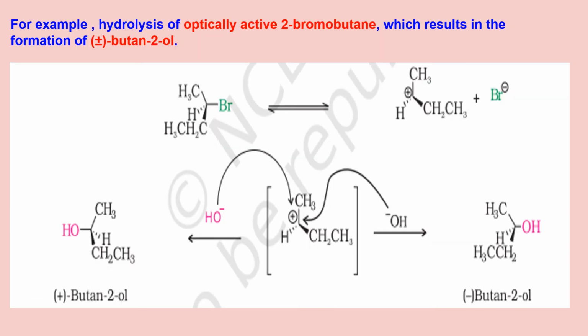In case of SN1, suppose I take this reaction, hydrolysis of optically active 2-bromobutane. This is optically active. Why? Because this carbon is having 4 different attachments. There is a Br, there is a methyl, there is a hydrogen, there is an ethyl. So because of these different attachments, this carbon is chiral, asymmetric. And wherever you have asymmetry, there will be optical activity.